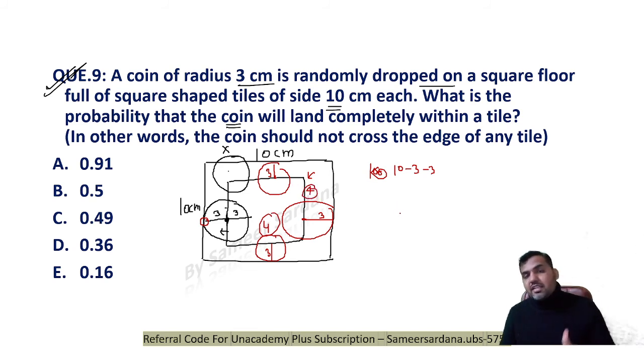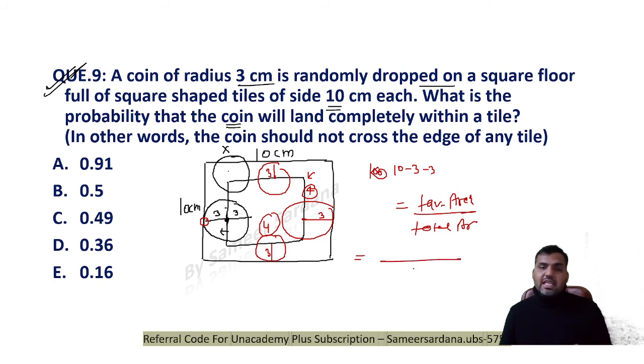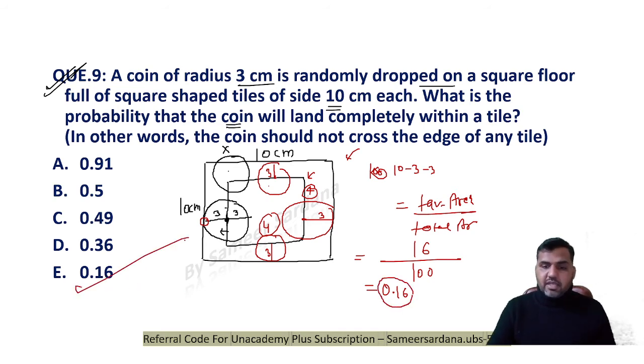So you see that in case of geometrical probability, my answer will always be favorable area divided by total area. So when I'm throwing a coin, my total area is the area of the outside tile, that is 100. Favorable area you can see will be 4 square, that is 16. So the probability that the coin will completely fall inside the tile would be 0.16. E would be the correct answer to the question.